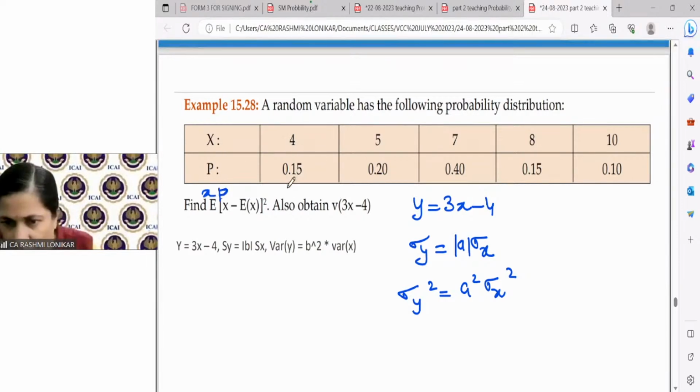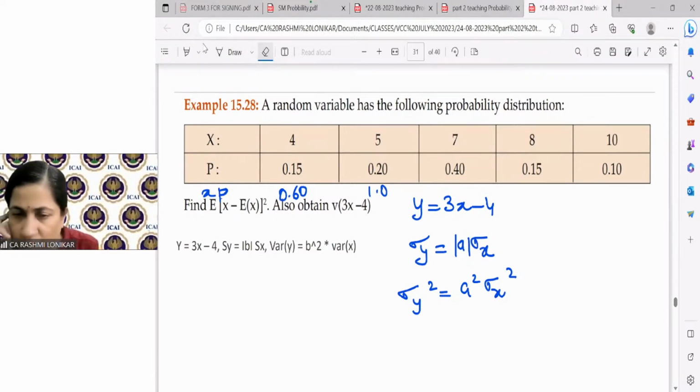So you just have to multiply. 4 into 0.6 will be 2.4, sorry, and 7 into 0.4 will be 2.8. Okay, then this will be 1.20, and this will be 10 into 1, this will be 1.